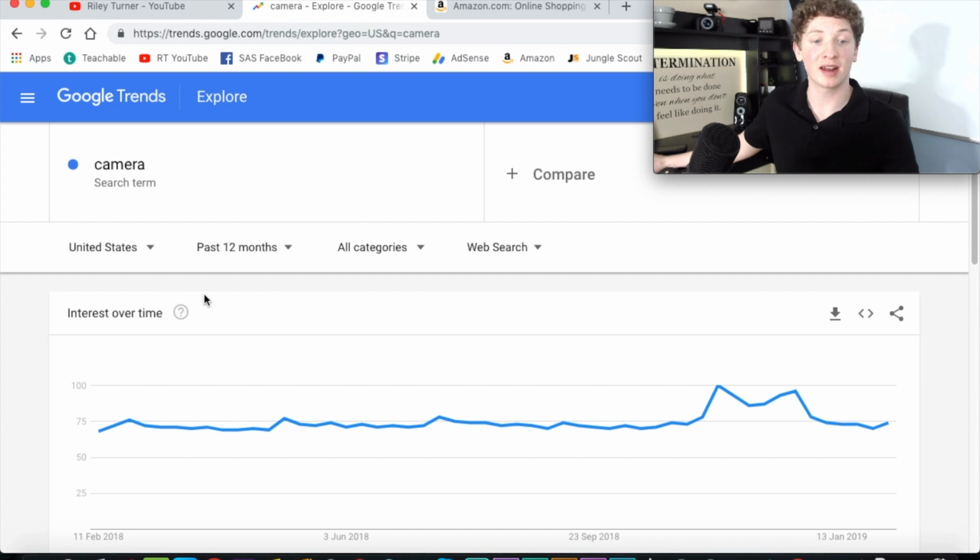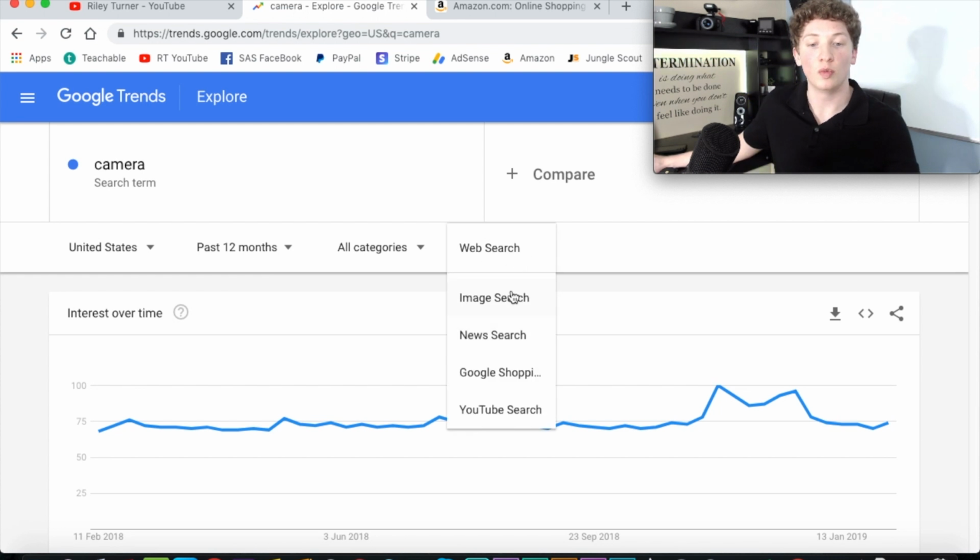Okay, so I reset it back to the United States and I also reset it back to the last 12 months. The last thing that you can also change is right here where it says web search. We can also change it to Google Shopping down here. So basically what we have it on right now is web search, and that means the popularity for people searching for this keyword. So how popular is the word camera throughout the year for Google searching?